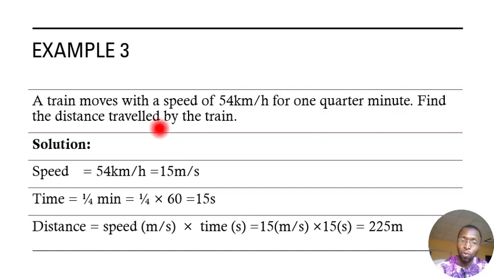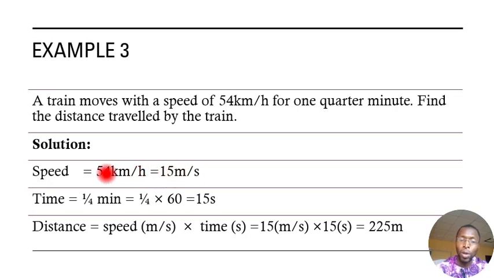Find the distance traveled by the train. Again, let's find our parameters. Speed is given in the question to be 54 kilometers per hour. But then we need to convert it to its SI unit, which is meter per second. So 54 kilometers per hour in meter per second is 15 meter per second.